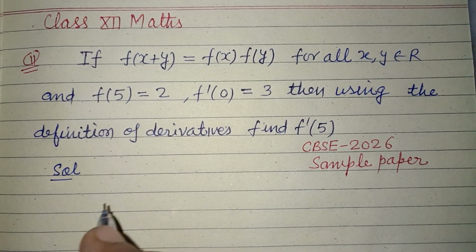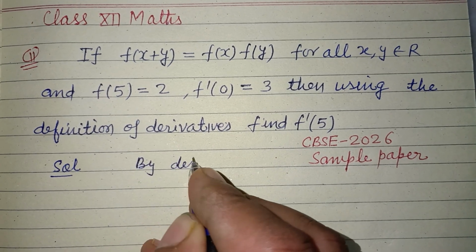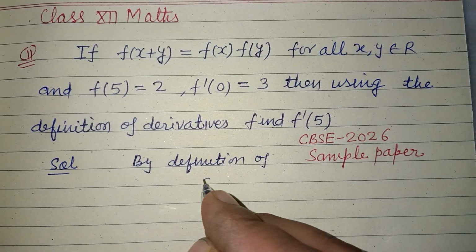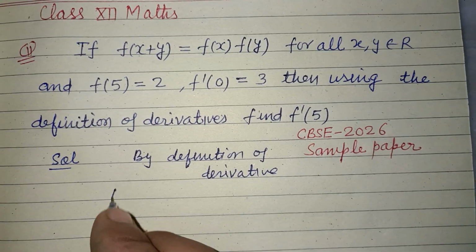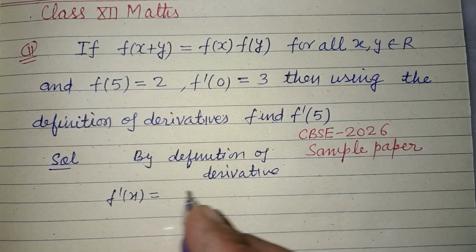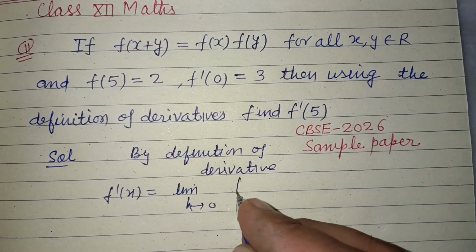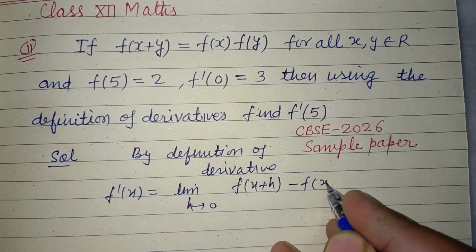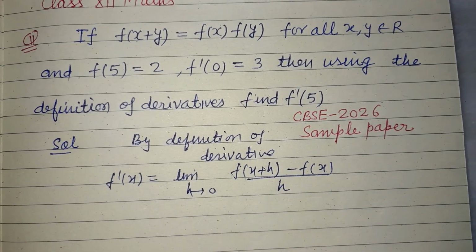So student, here by definition of derivative we have f'(x) equal to limit h tends to 0, f(x+h) minus f(x) over h. This is the definition of derivative.